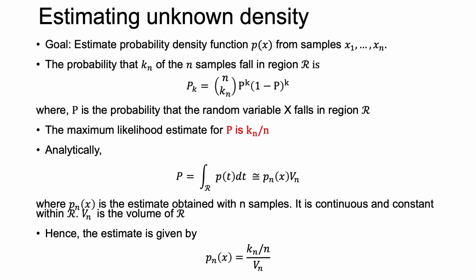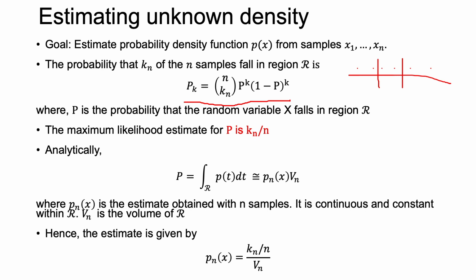Here, our goal is to estimate the unknown density p of x from n independently sampled data points from some unknown distribution. Suppose these are our n data points collected. Then, the probability that k of these points fall in region R will follow the binomial distribution, and it is given by this expression, where p is the probability that the random variable falls in region R. The maximum likelihood estimate for p is k_n over n, and analytically it is given by the integration of the PDF p of x over R.